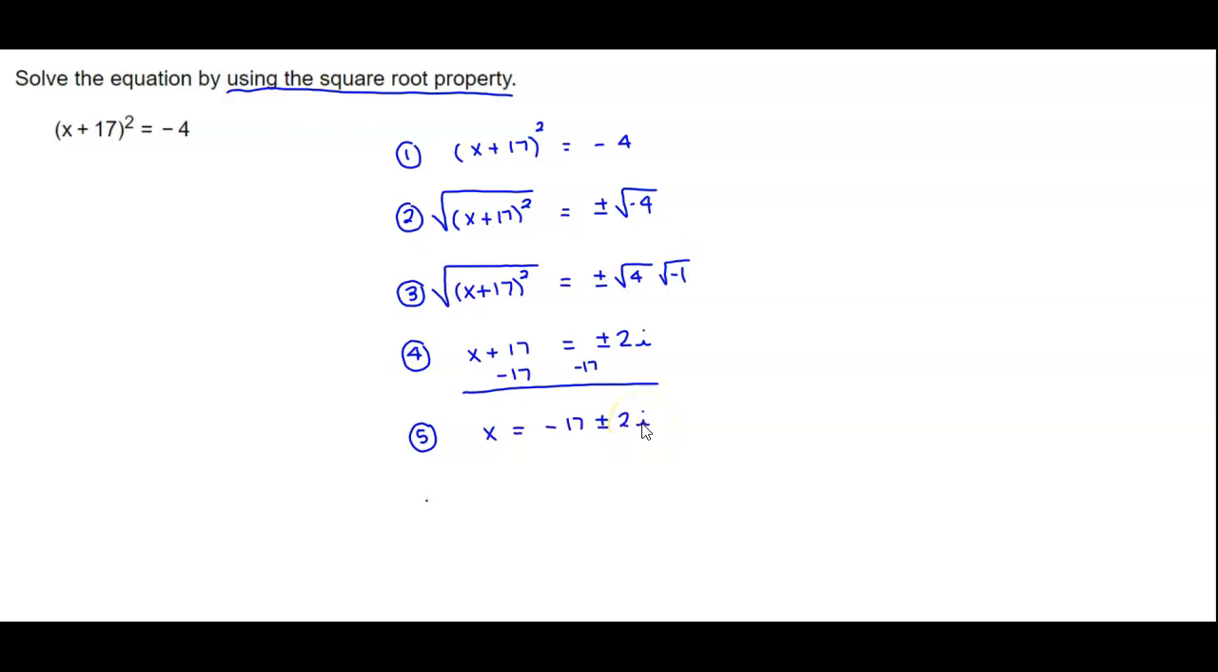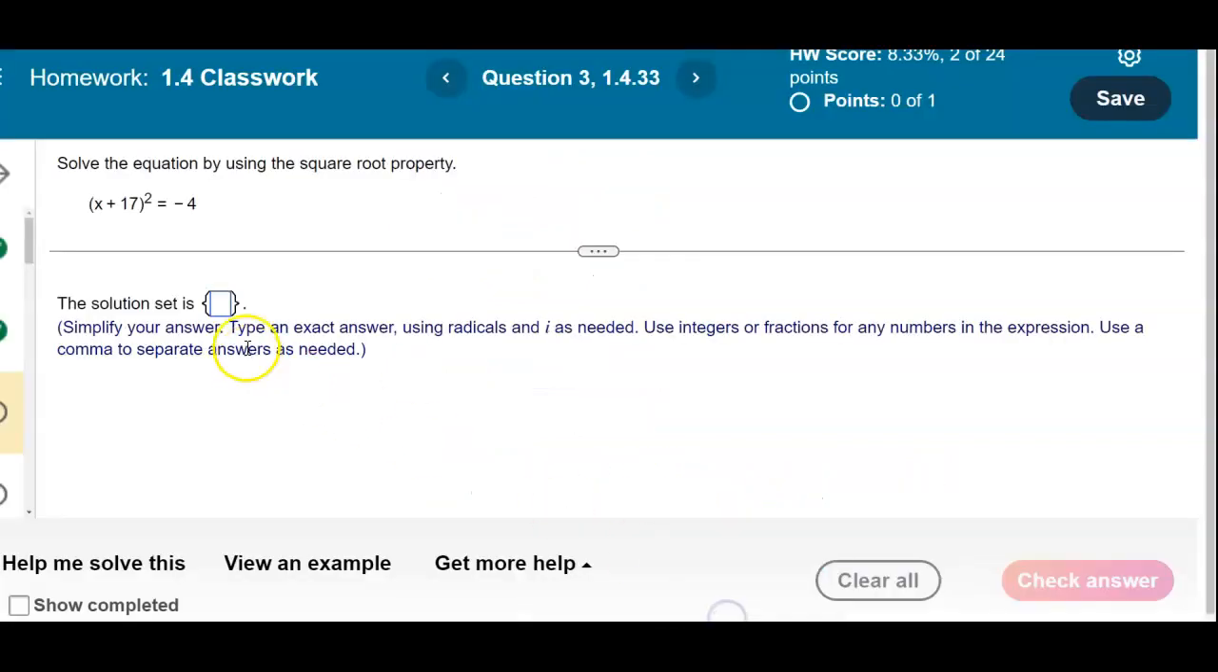Okay, so there are two ways to write this result. The first one is we have -17 minus 2i. That's one solution. And then -17 plus 2i. Okay, that's one way of writing both solutions. Or we can just leave it as it is and write -17 plus or minus 2i. So it doesn't matter which one you put in, but let's go ahead and put in the result here.